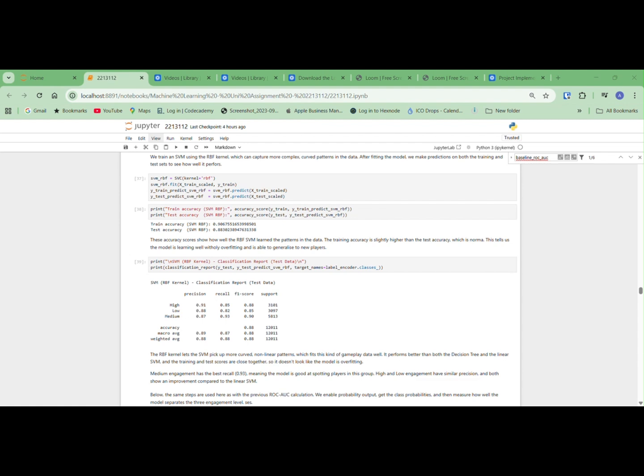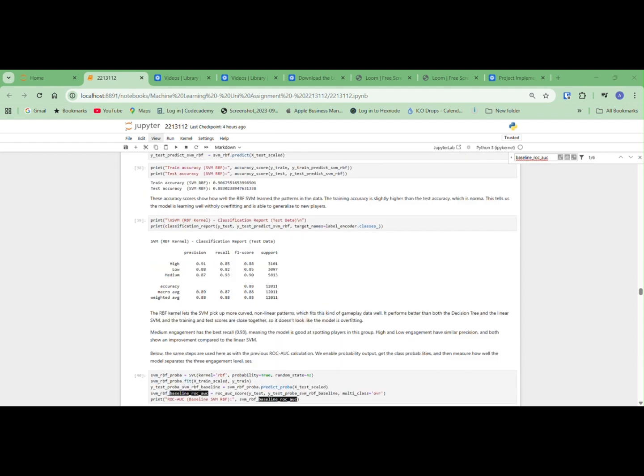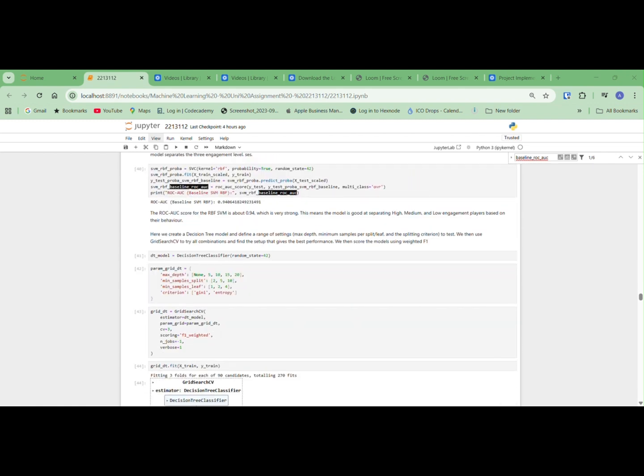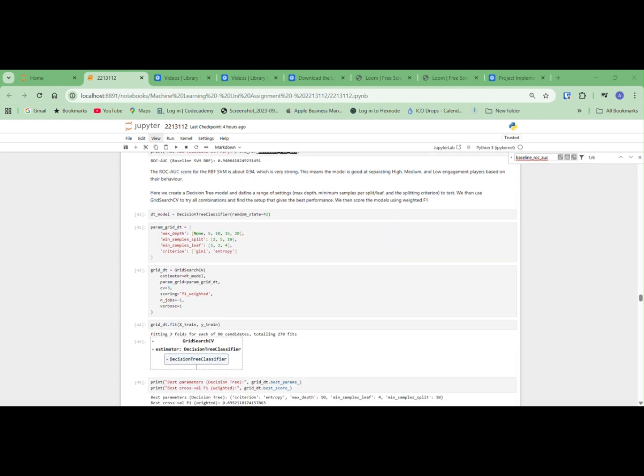We can see that the medium engagement class has the highest recall. This means that the model is good at spotting players in this particular engagement group. So next, having implemented the baseline models, we move on to the hyperparameter tuning using Grid Search CV.